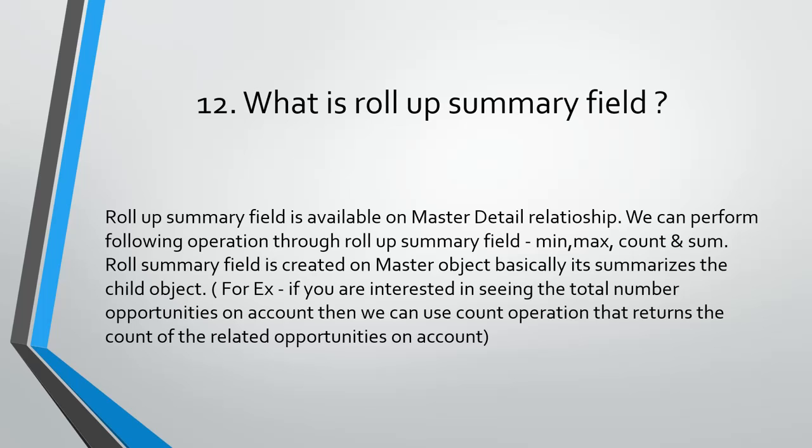What is roll-up summary field? Roll-up summary field is available on master detail relationship. We can perform the following operations through roll-up summary field: min, max, count, and sum. Roll-up summary field is created on master object. Basically, it summarizes the child object. So, for example, if you are interested in seeing the total number of opportunities on account, then we can use count operation that returns the count of the related opportunities on account.